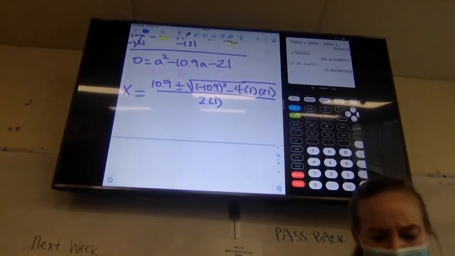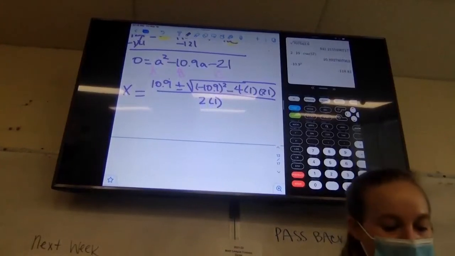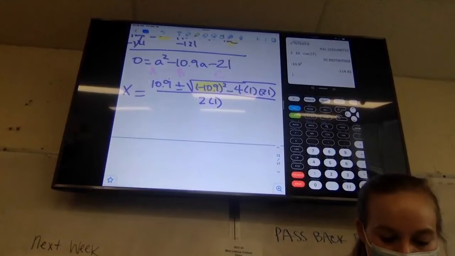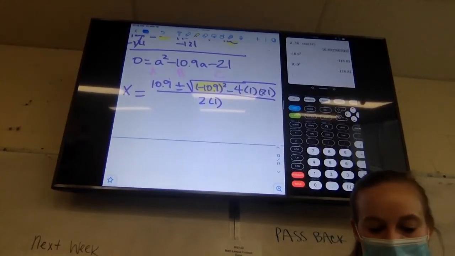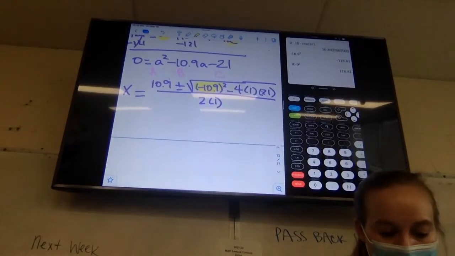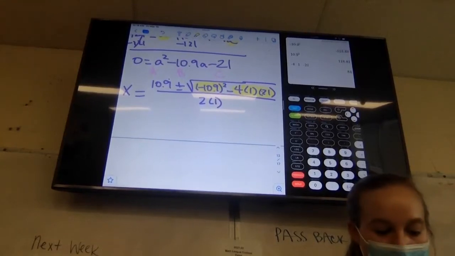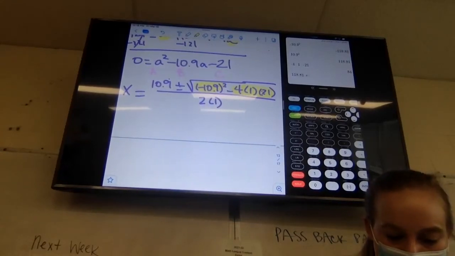A big mistake I've seen in the past is we do negative 10.9 squared without any parentheses, and then you get a negative number and you just blindly use it. Remember that any number squared is going to be positive. So I know that I can just do 10.9 squared, okay? That's 118.81, and now I'm going to do negative 4 times 1 times negative 21, which is 84. So I'm going to add those two numbers together. So 118.81 plus 84.